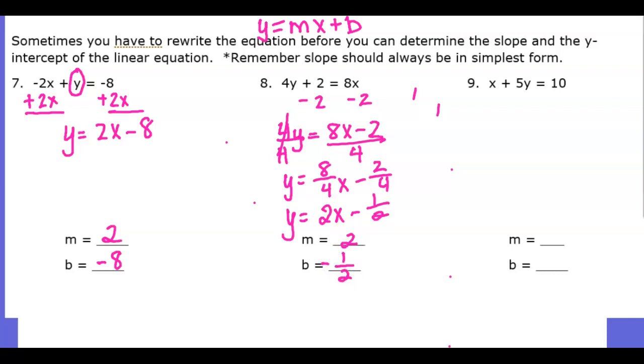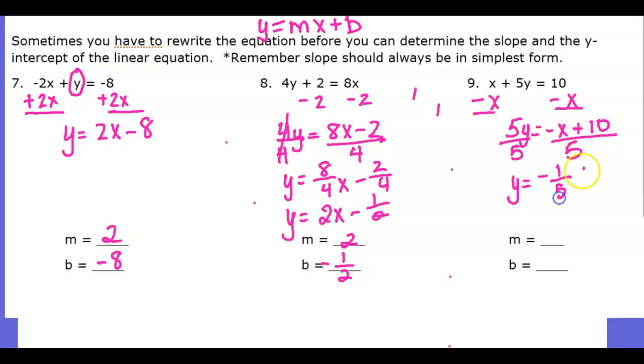Okay. Number 9, I get y by itself by subtracting x from both sides. 5y is equal to negative x plus 10. And then when I divide both sides by 5, my y is equal to negative x fifths, or we can write it as negative 1/5 x plus 10/5, which is 2. So our slope is negative 1/5 and our y-intercept is 2.